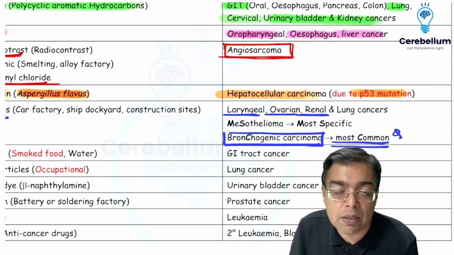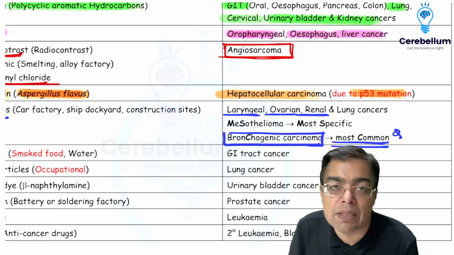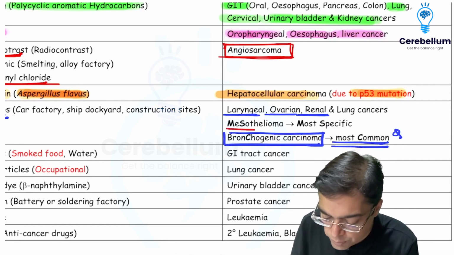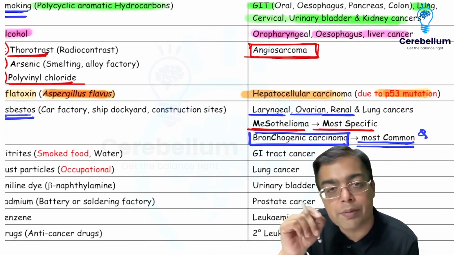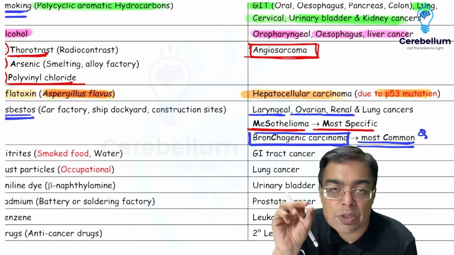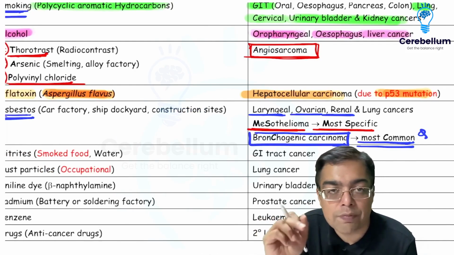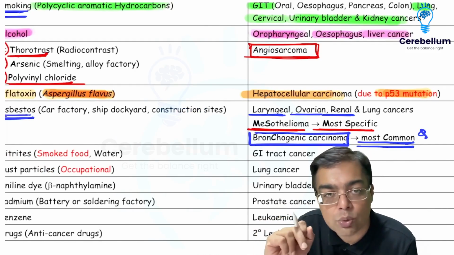Bronchogenic carcinoma is the commonest cancer seen because of this, but it is not going to be the answer in the exam if the question talks about a specific cancer associated with asbestos. Specific cancer associated with asbestos is to be answered as mesothelioma. So when you write mesothelioma, the most specific type of lung cancer because of asbestos exposure is mesothelioma.